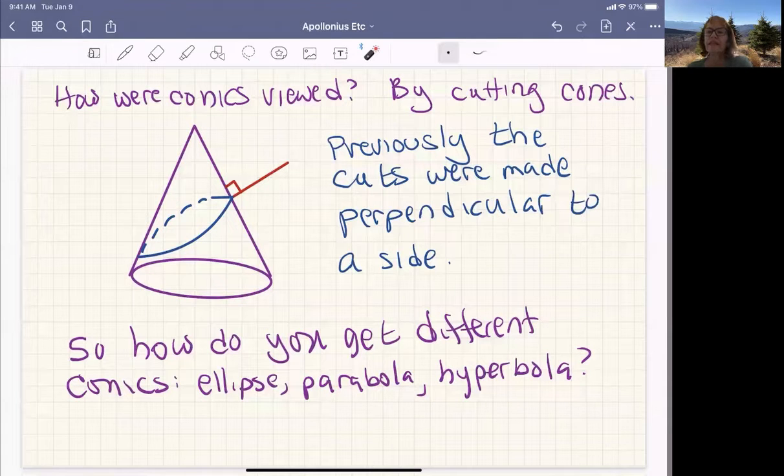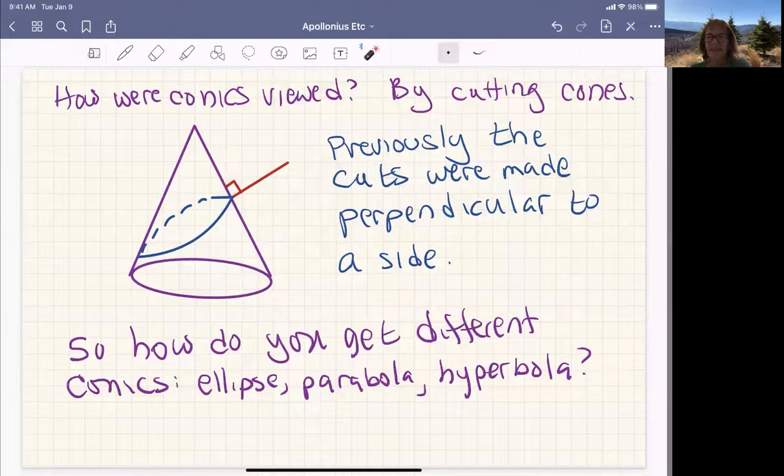but previously they made their cuts perpendicular to, like, if you look at one of the lines of the exterior of the cone and then cut with a plane that's perpendicular to that line. And so in this illustration, by making this cut that's perpendicular to one of the lines on the outside edge of the cone, it looks like we get an ellipse.